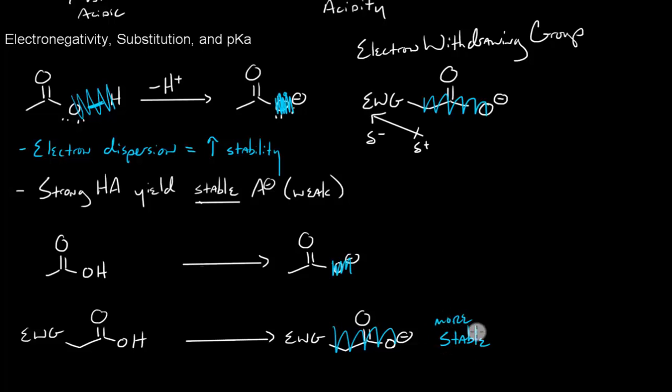So if this is the more stable molecule, it's also going to be the weaker base. And if this is also the weaker base, then this molecule right here is going to be the stronger acid.